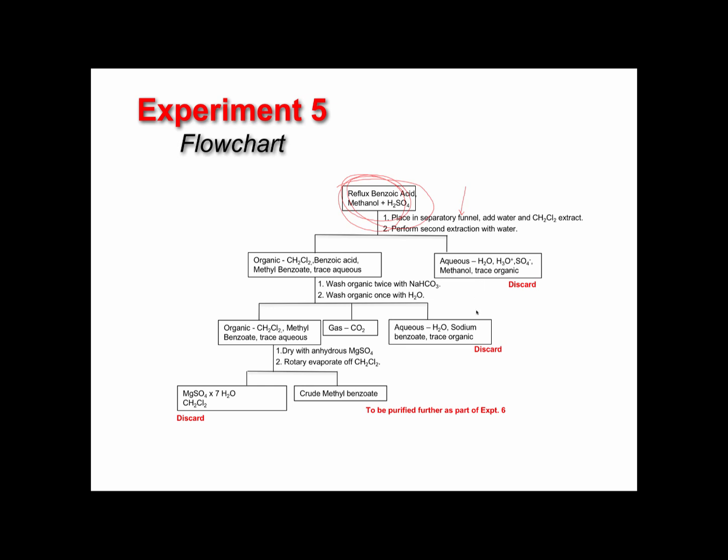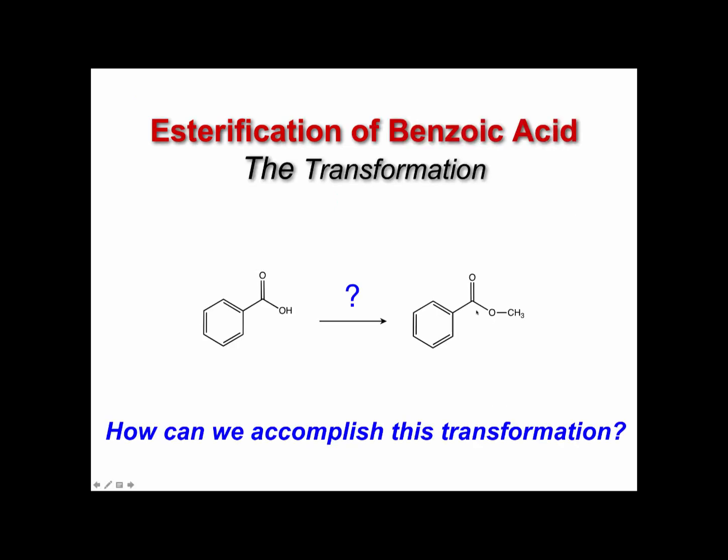So you can work yourself through that. I've shown you the sections that are discarded. From this, you'll isolate a crude methyl benzoate. And then at the beginning of experiment 6, you're going to use the methyl benzoate. So we'll start by doing a distillation to purify the methyl benzoate before you use it in the next step in the procedure. So here's the transformation you're going to achieve.